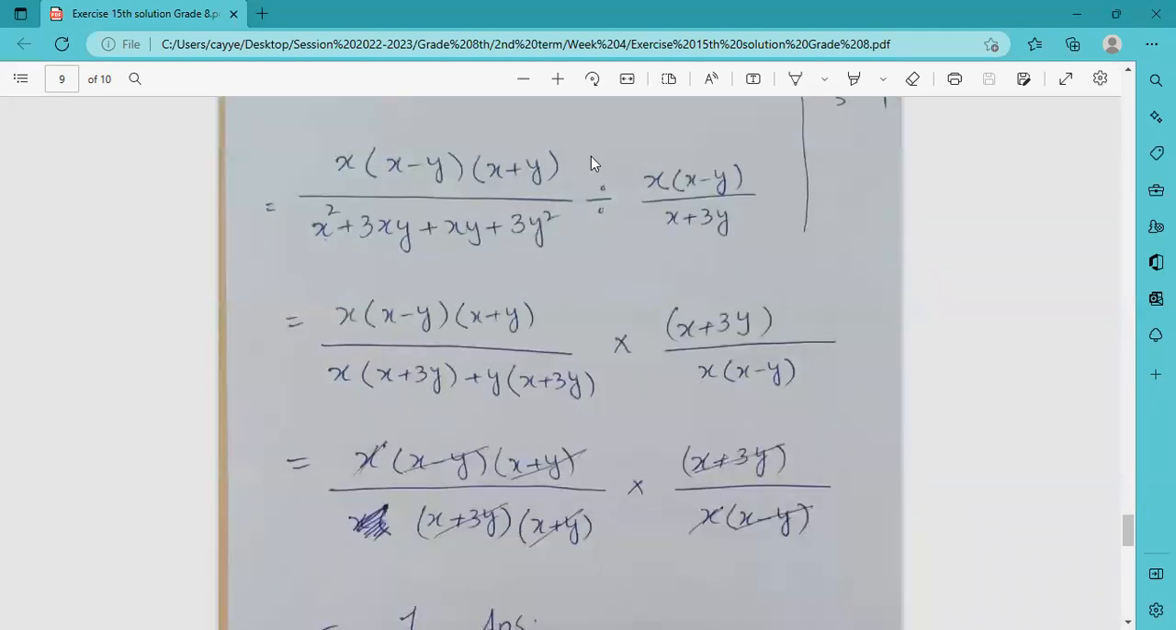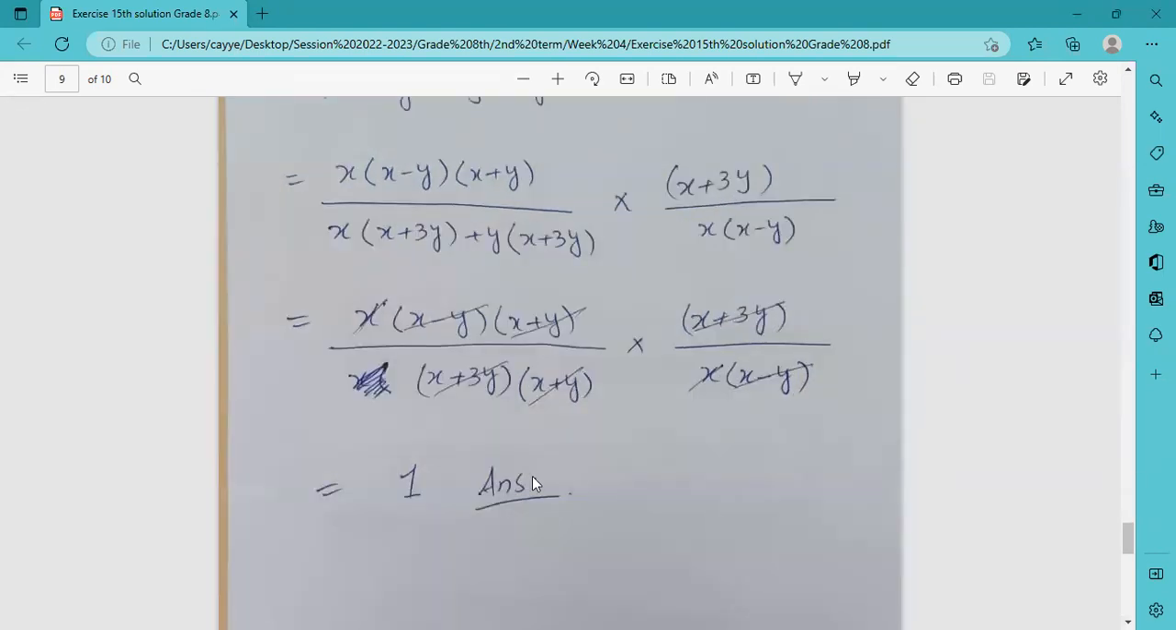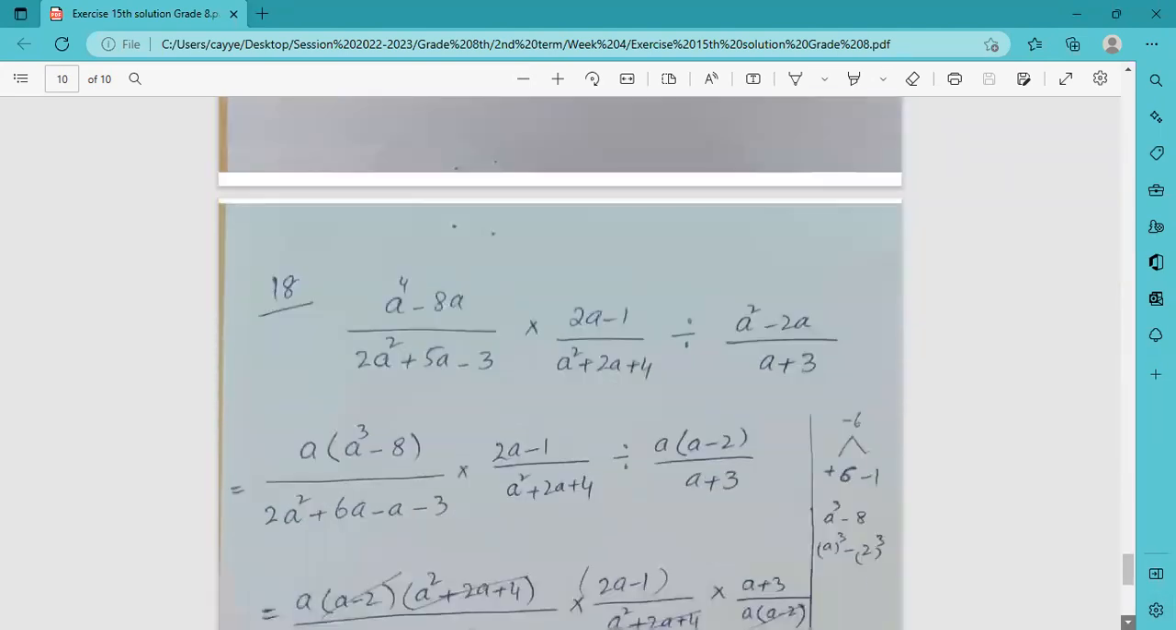Now change it. Change the division sign, take the reciprocal, cut the like terms, like expressions. You will get the answer, that is 1. If everything is cancelled, you will get 1. Now question 18.